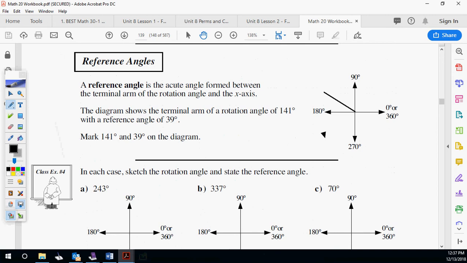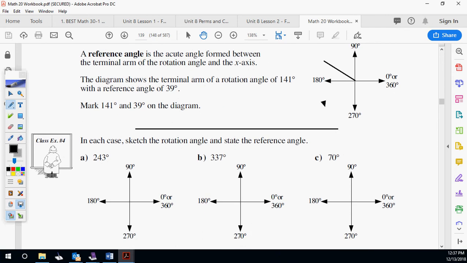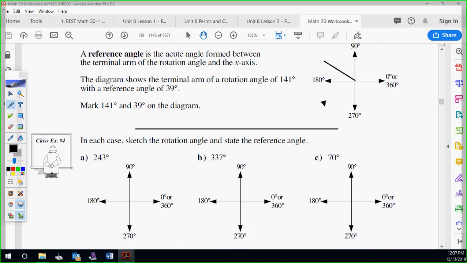Reference angles are the angle measure, not distance. It will be distance later for radians, but it's the degree measure back to the x-axis every time. That's a reference angle. So see this right here? This is the rotation angle. However, the reference angle is this angle back to the x-axis. So if I have one here, that's the rotation, but the reference angle is this one. However it's sliced, and that's every time.